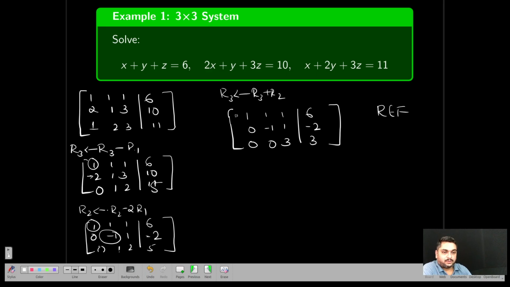row echelon form. There are two pivot elements, 1 and minus 1, and the elements below them are zeros. All the elements in the column below the pivot should be 0, and the row to the right, below that, is again 0. So there are two pivot elements. This is in echelon form.